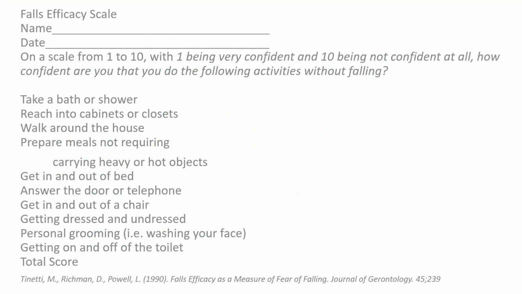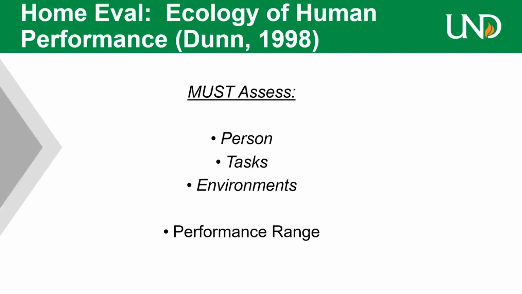So here is an example of some of the things that are covered in the falls efficacy scale on a scale of 1 to 10, with 1 being very confident and 10 being not confident. How confident are you that you do the following activities without falling? And if they have a not confident number for taking a shower, then I might spend more time on that during the home eval, with doing more repetition for safe tub and shower transfers, for example, which you'll see in the videos that I'm going to be showing.